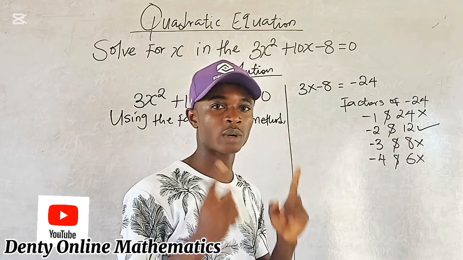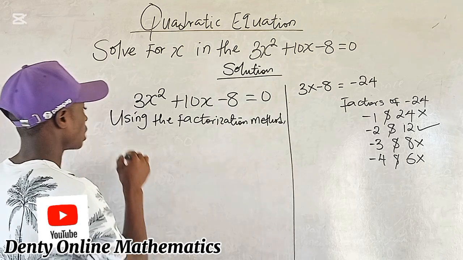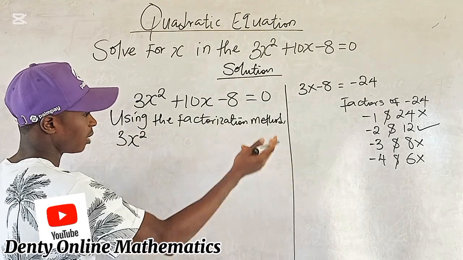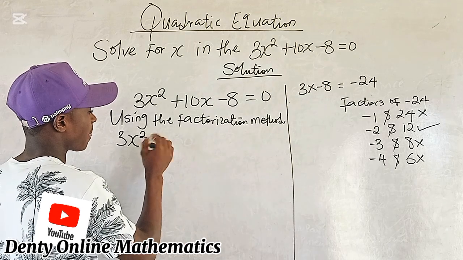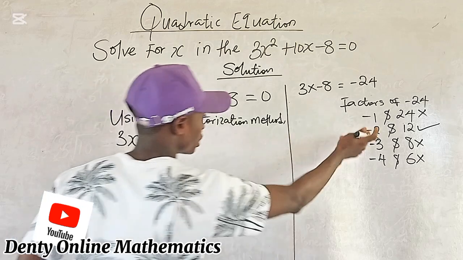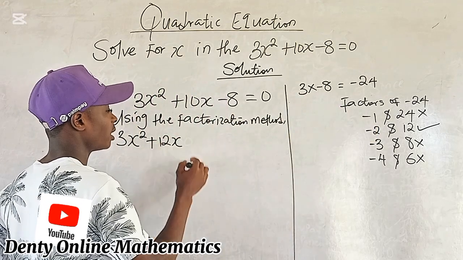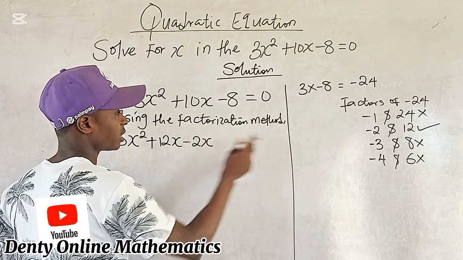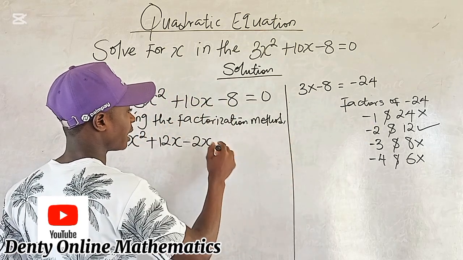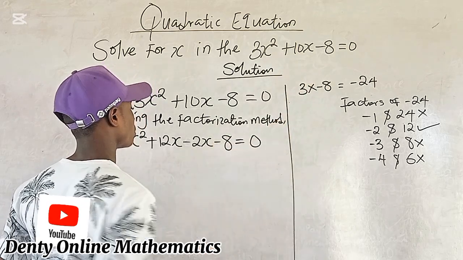Now, what we are going to do is attach x to them. So we are working with minus 2 and 12. So we are going to have 3x squared. Since we have minus 2, let's take the positive one first. That will be plus 12. So we always attach x to them. Minus 2x minus this other 2, and then here now will be minus 8. You are not taking minus 24, equal to 0.